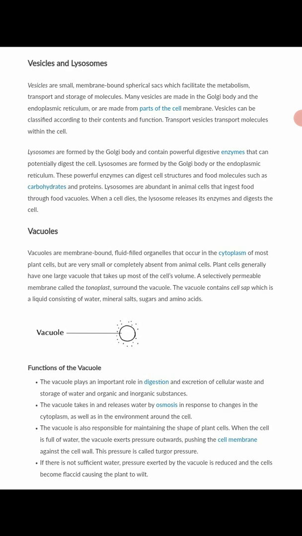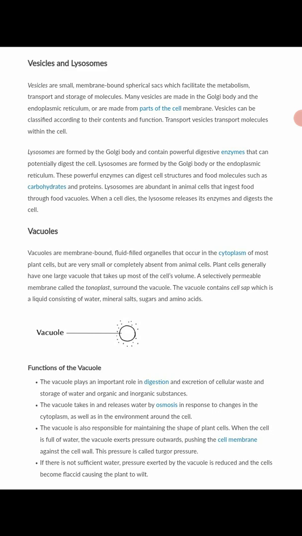So the vacuoles, quickly. The vacuoles are membrane bound. They can ask you, for example, which of the components of a cell are not membrane bound? I've mentioned vacuoles, vesicles, lysosomes, endoplasmic reticulum, Golgi bodies. These components of the cell are bounded by membrane. Vacuoles are membrane-bound, fluid-filled organelles that occur in the cytoplasm of most plant cells, but are very small or completely absent from animal cells.